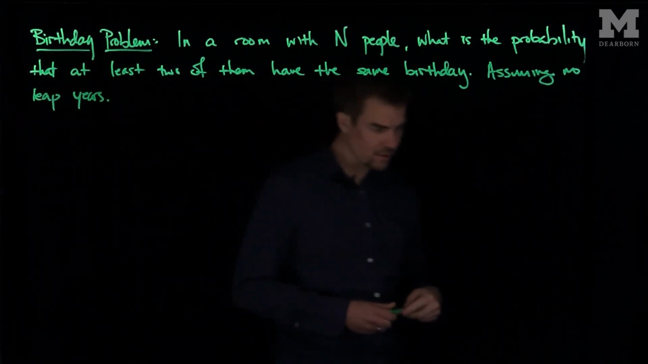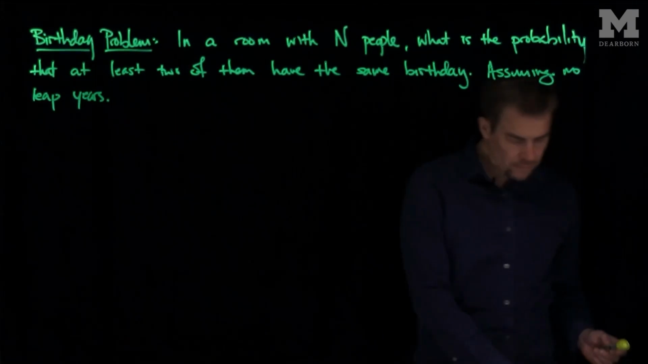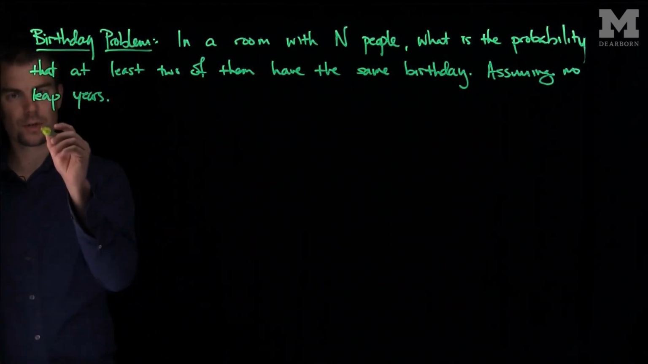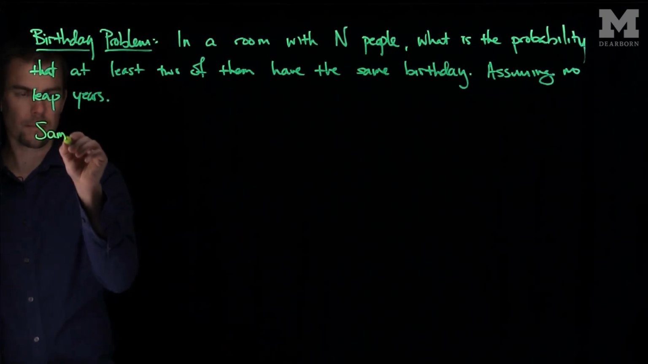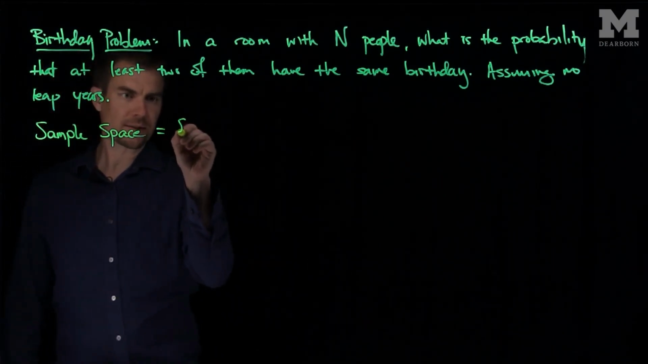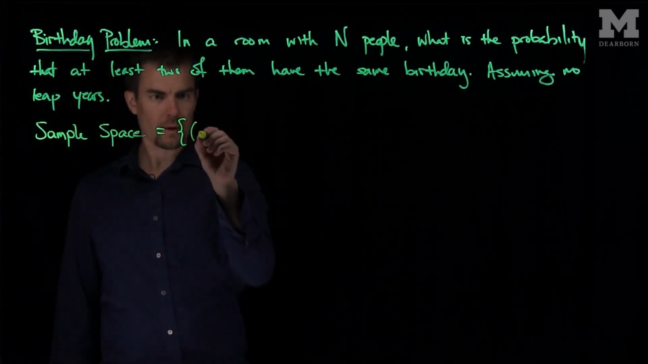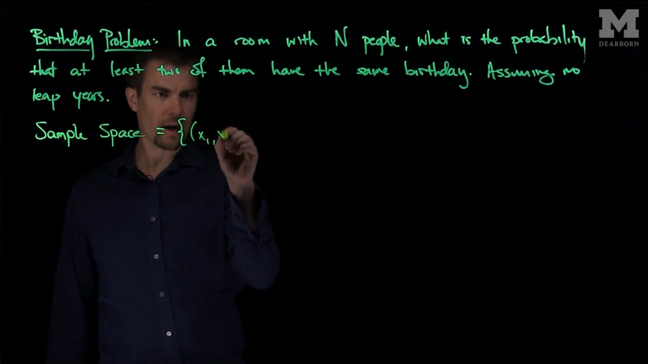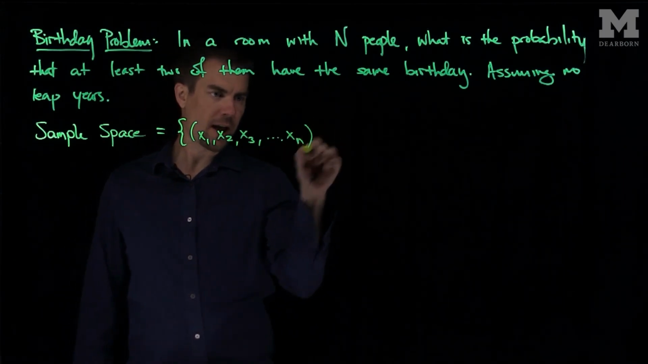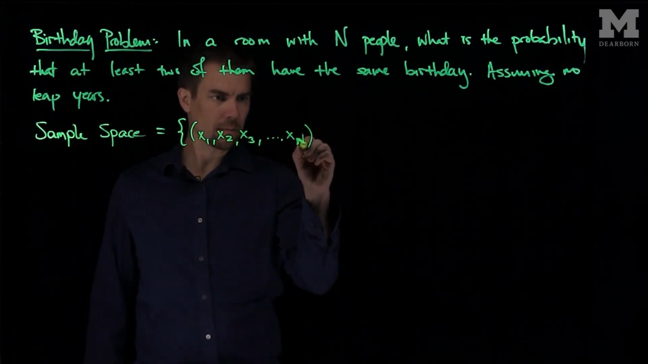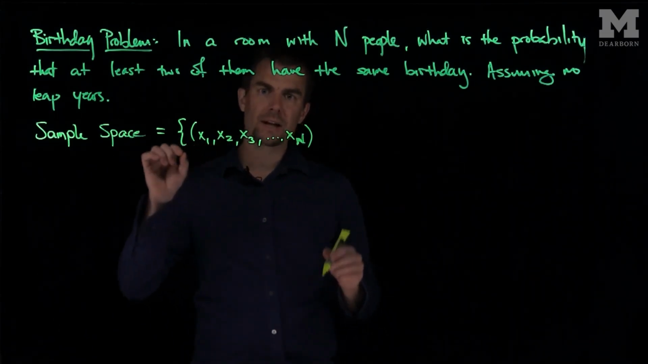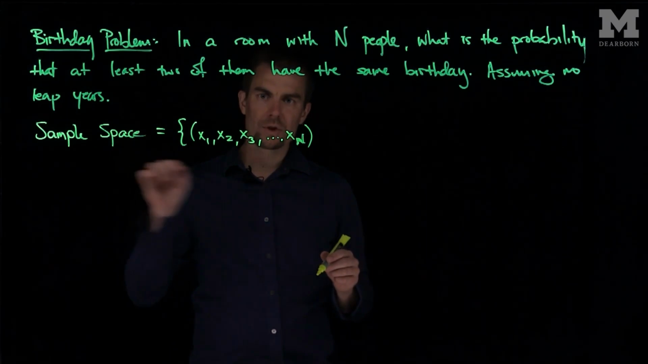And so let's think about this. At first it may seem like it's a rather difficult problem, but what we'll do instead is construct a sample space. So our sample space will be the set of all tuples x1, x2, x3, all the way up to xn, capital. And these x1, x2, x3, up to xn will represent the number corresponding to the birthday.